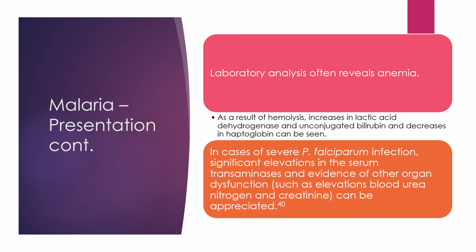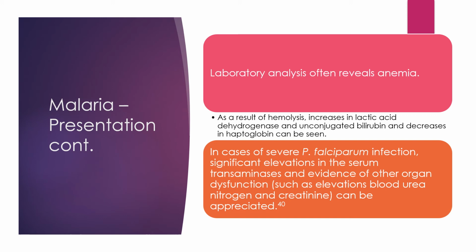So laboratory analysis most often reveals anemia, and as a result of the hemolysis, you can have elevated LDH and unconjugated bili. You can also see a decrease in haptoglobin. And in cases, especially in severe falciparum infection, elevations in serum transaminases can be quite profound, and evidence of other organ dysfunctions such as elevated BUN and creatinine can be seen.